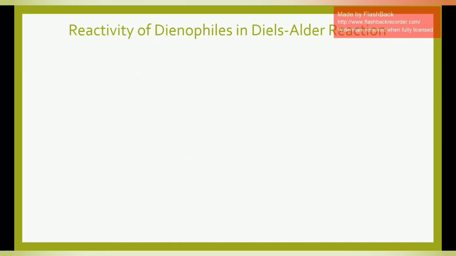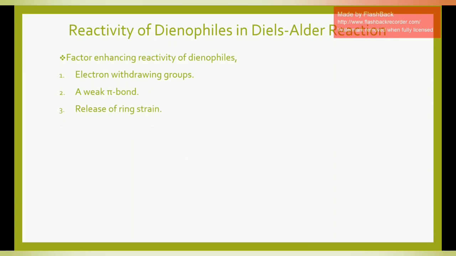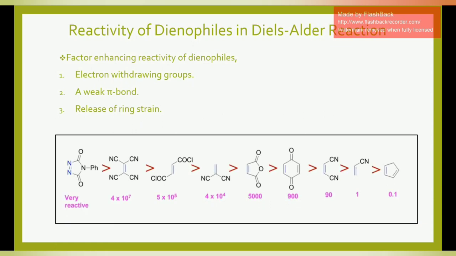Reactivity of dienophiles in the Diels-Alder reaction. Factors enhancing the reactivity of dienophiles are electron withdrawing groups, a weak pi bond and release of ring strain. Here you can see the more the electron deficiency in the dienophile, the higher the reactivity.